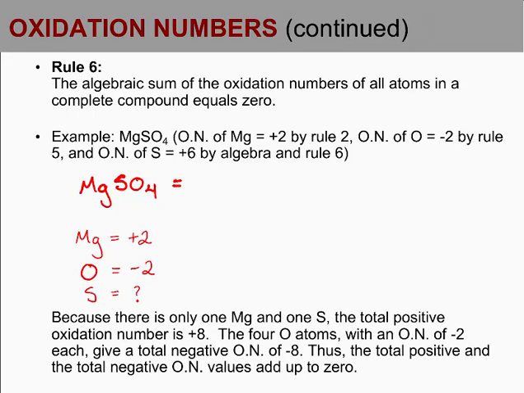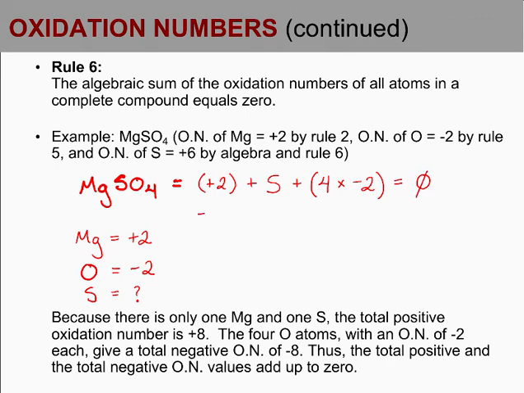So far we have +2 from magnesium, and then we don't know what sulfur is, so I'll just leave that as S. And then we have 4 oxygens, and each of those oxygens has an oxidation number of -2. So we'll multiply 4 by -2. And then we want to set this equal to 0 because the overall compound has a neutral charge. So we want the overall sum of everything to add up to 0.